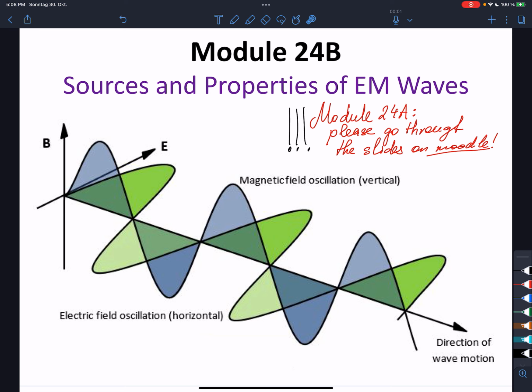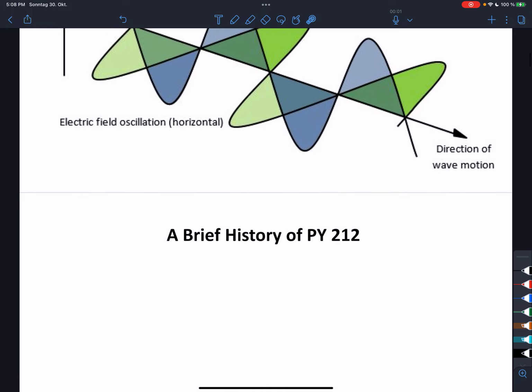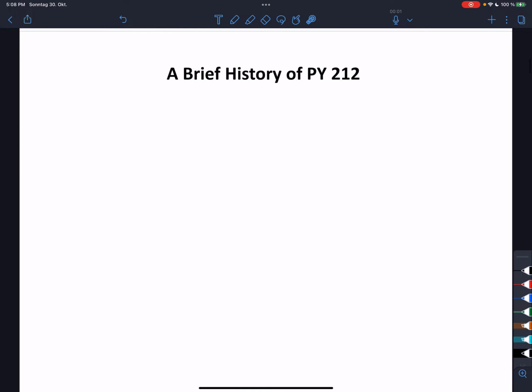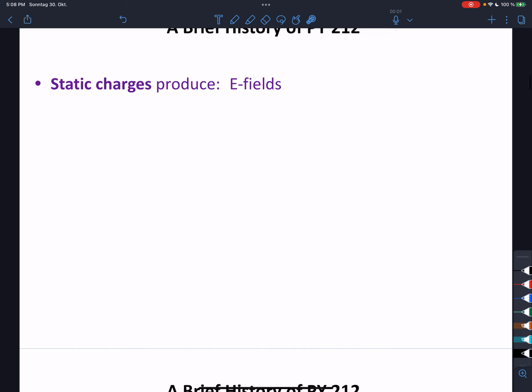Other than that, we'll proceed in the same fashion. We'll be solving a few problems over here. But first I would like to start with a brief history of physics 212, brief history up to the point right now. Okay, so what did we do? We first considered the static charges, right? And we discussed the electromagnetic fields, Coulomb's law, you know, the forces between static charges.